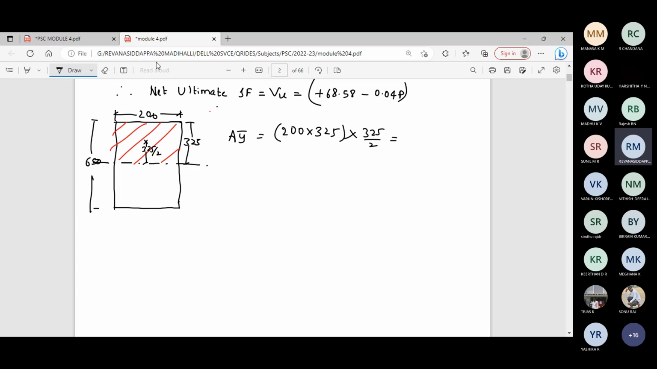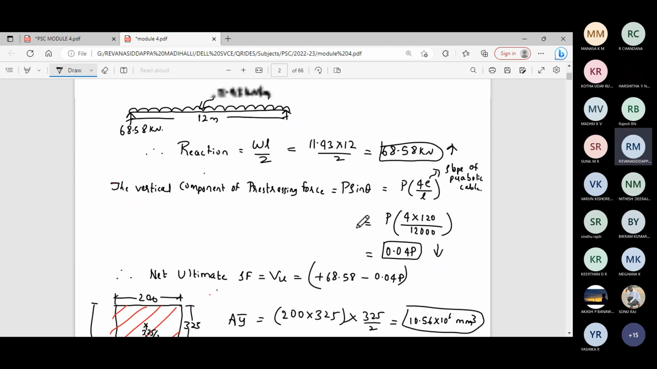What is the answer that you get? Please cross check the answer. It is 10.56 into 10 power 6. The unit will be mm cube. Now you have the value of A Y bar.